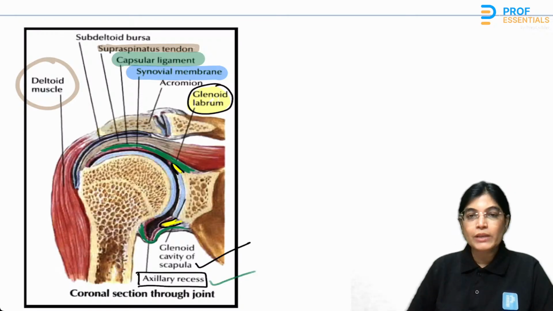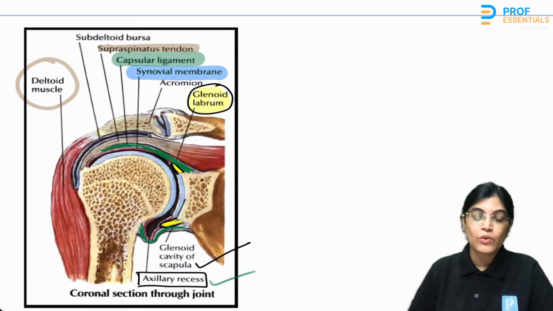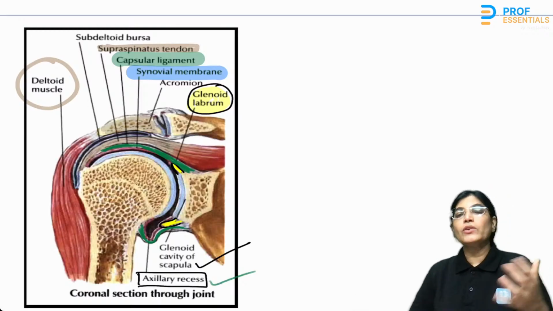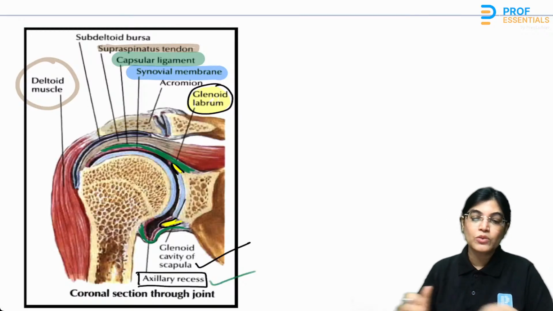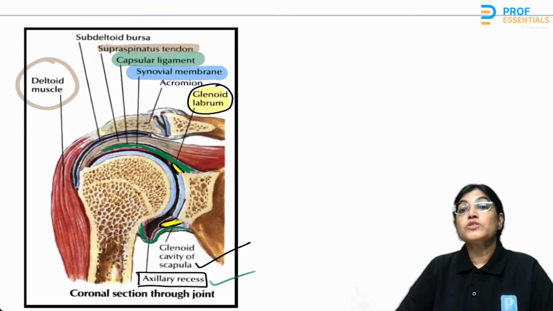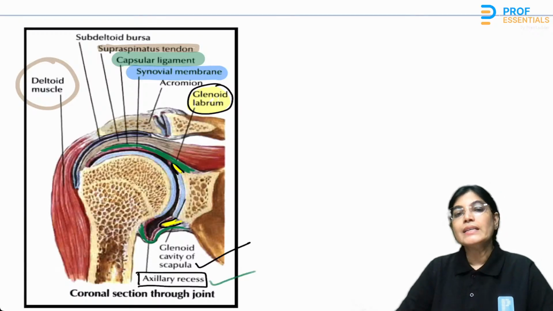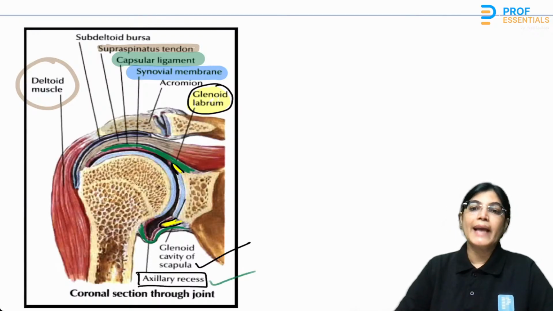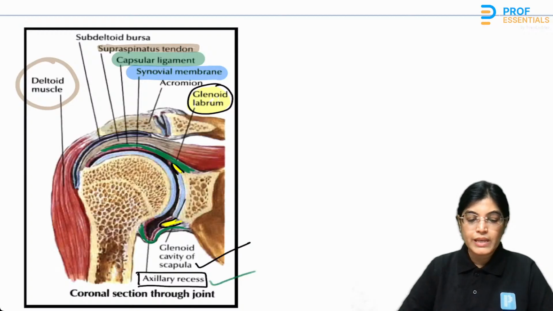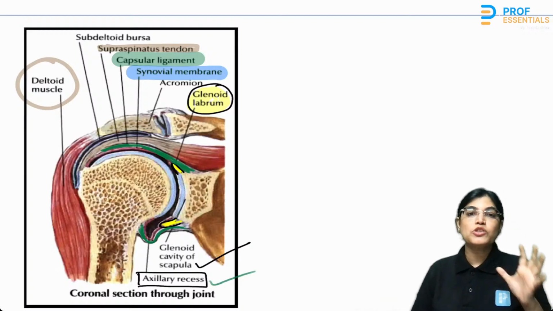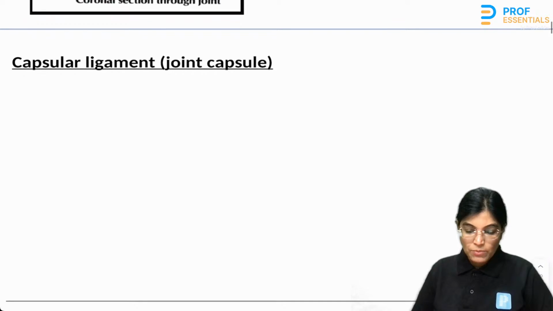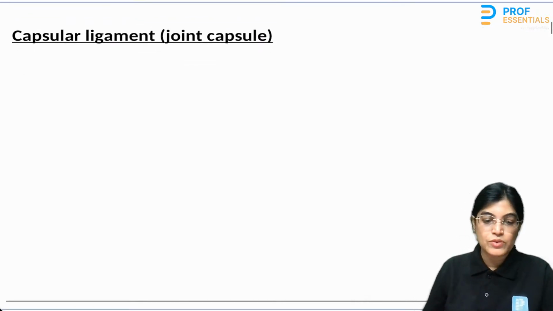Another important point, if I talk about the attachment of the fibrous capsule, is that it is attached beyond the supraglenoid tubercle, and the supraglenoid tubercle gives attachment to the long head of biceps brachii. So only the long head of biceps brachii is located within the joint cavity. This is a very important point. These are the key points which everybody should know. So please write down about the joint capsule or the capsular ligament.